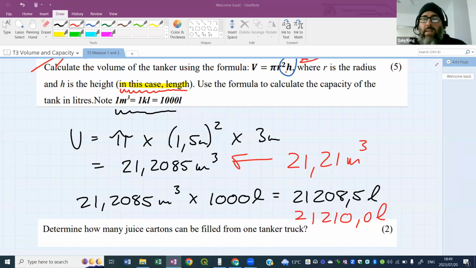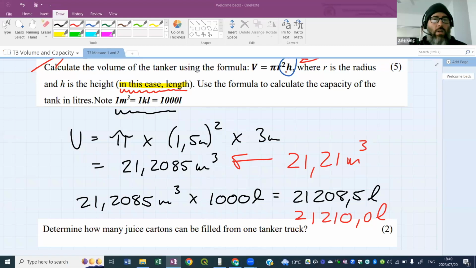You only round off at the end of a question. Some examiners make allowance for this, but the matric memo should read 21,208.5 because you only round off at the end of a question. Do not round off during a question. So some of you might have a slightly different answer to that. Okay, next question. Here we go.